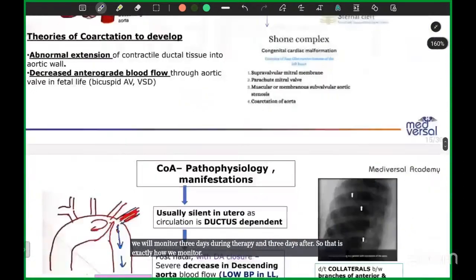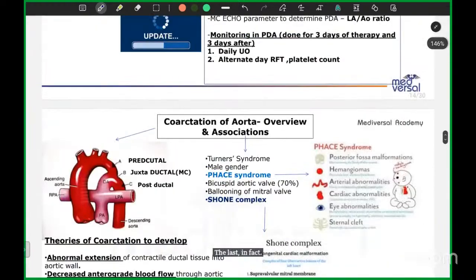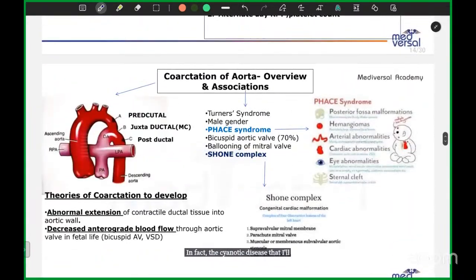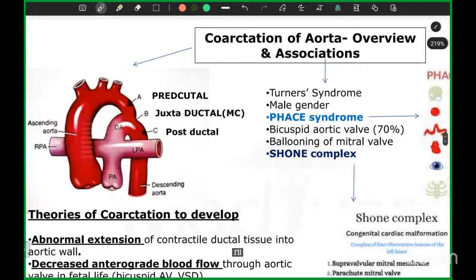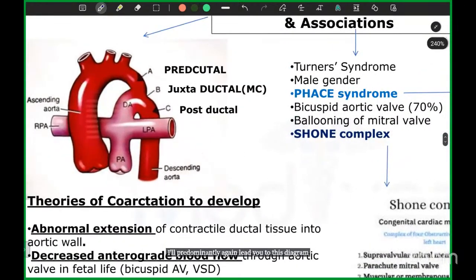The last disease that I'll talk of is the coarctation of aorta. And when I talk of coarctation of aorta, I'll predominantly again lead you to this diagram. As you can see, there is a clear coarctation that you find. There are three points of coarctation.